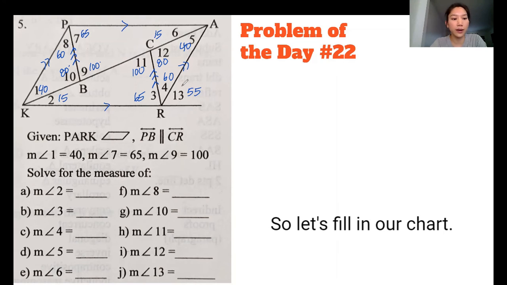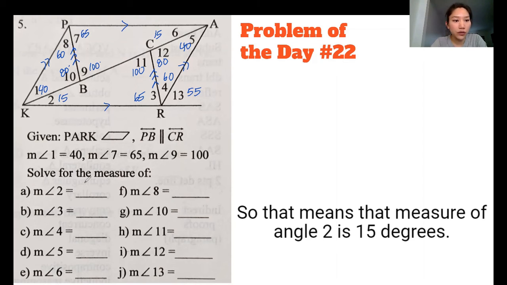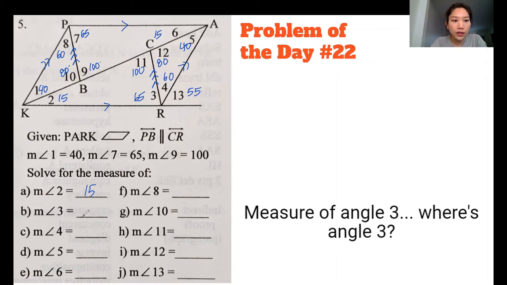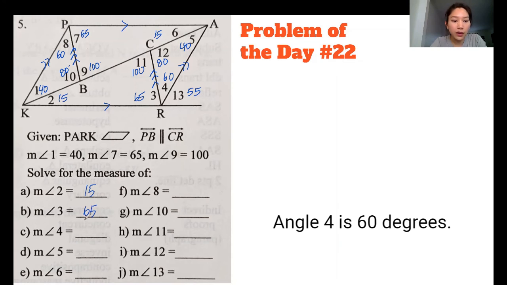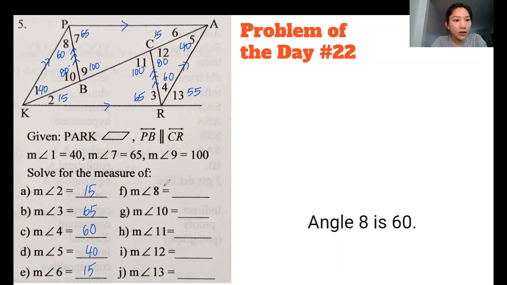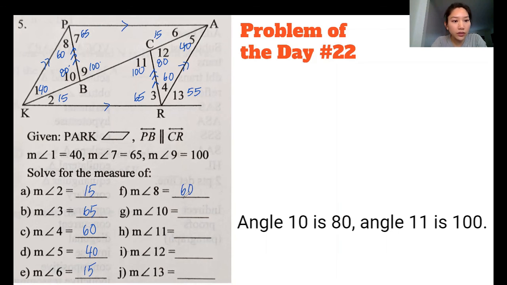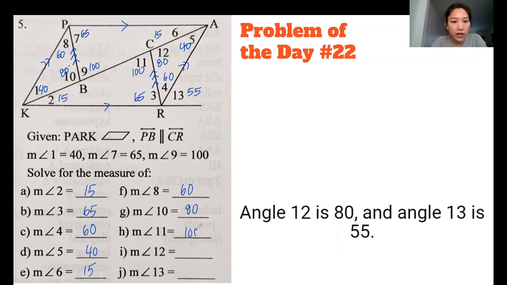So let's fill in our chart. Measure of angle 2 is 15 degrees. Measure of angle 3, where is angle 3? Angle 3 is right here, is 65 degrees. Angle 4 is 60 degrees. Angle 5 is 40 degrees. Angle 6 is 15 degrees. Angle 8 is 60. Angle 10 is 80. Angle 11 is 100. Angle 12 is 80. And angle 13 is 55.